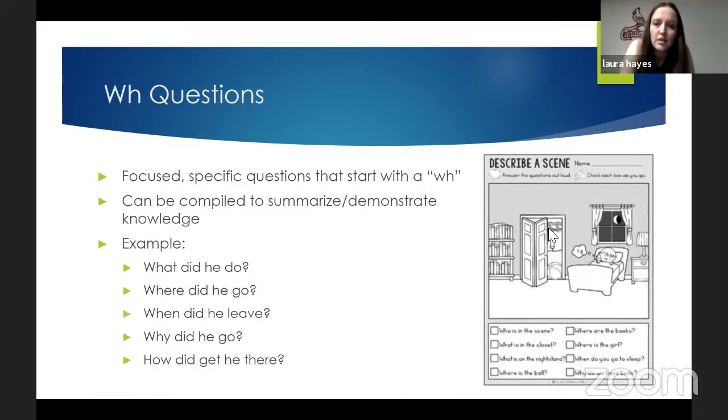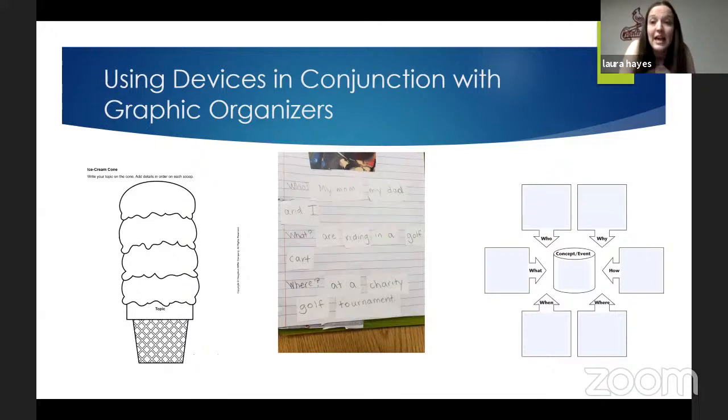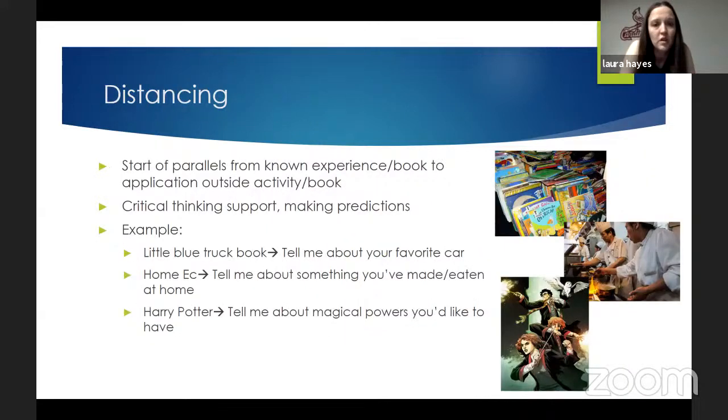So WH questions, it's self-explanatory, but know that there are supports out there to hit all those different areas. This is also where you can use graphic organizers to support that as well. Then distancing, this is where you're extrapolating things that you've learned, from the familiar to the unknown, and you're able to do more prediction-based writing samples. So if you're reading a book, tell me about your favorite car or food or something you've made at home.